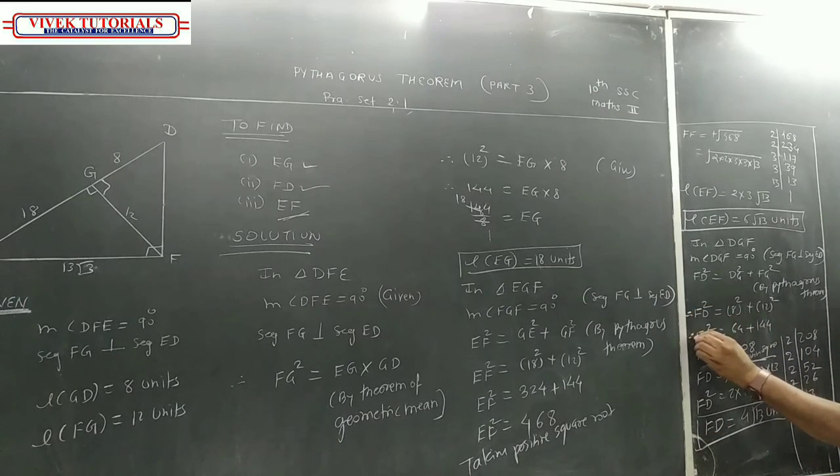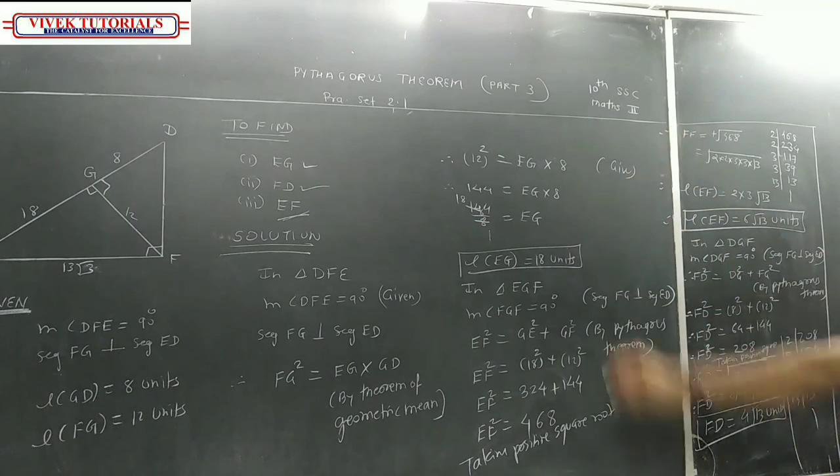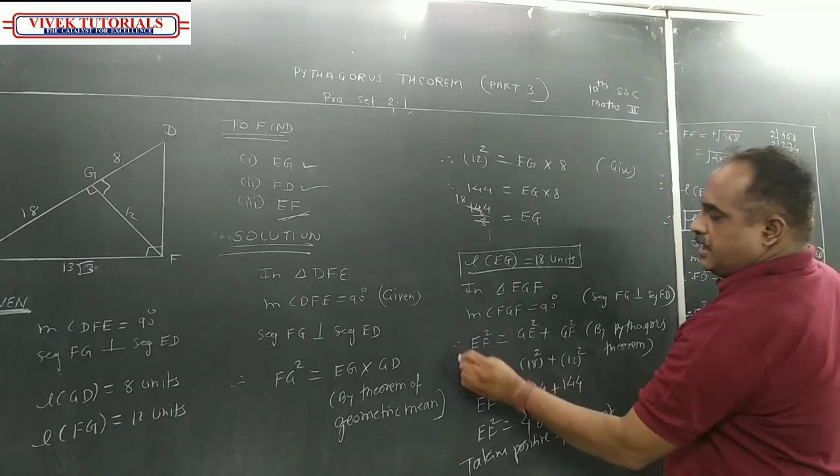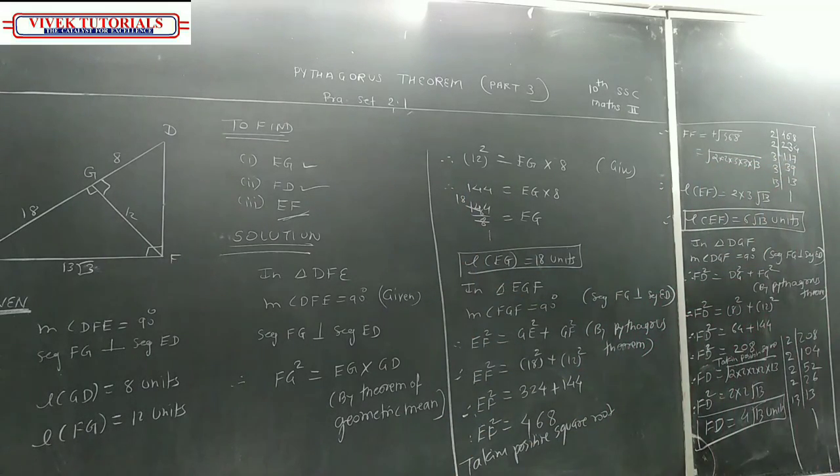Please put the therefore sign, do the calculation properly, got the idea how to do it. It is an easy question, but this can be asked. So please, such questions can be asked. So copy it down properly, and we'll stop here for the third part of Pythagoras theorem. Copy it down.